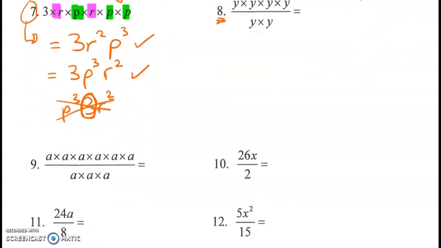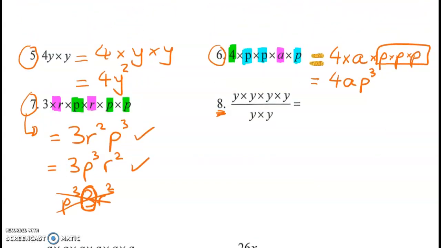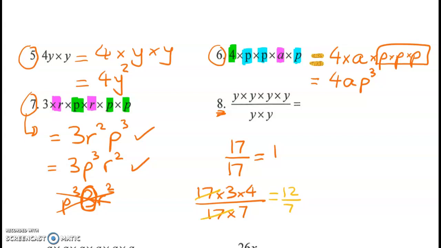Okay, so now we're going to move on to division, which is definitely a little step up. But if you remember from when we worked with number, whenever I have a number divided by itself, that equals 1, right? So 17 divided by 17 equals 1. So if I said to you, simplify 17 times 3 times 4 divided by 17 times 7, what we can do there is divide the numerator and the denominator by the common factor. And the common factor is 17. So we're left with just 3 times 4, which is 12, over 7. And that's the idea that works in algebra as well.